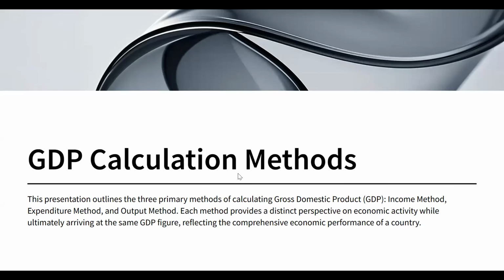Let's take a quick look at the GDP calculation methods. There are 3 methods to calculate GDP. Who could tell me all 3 methods? Income, expenditure, and per capita. No, not per capita. Income is 1, expenditure is 1, and there's one more. Output. The income method, the expenditure method, and the output method.